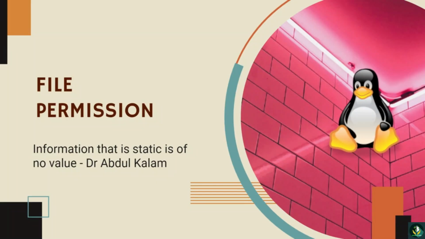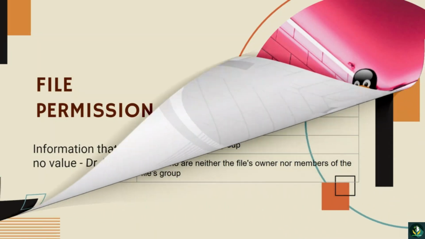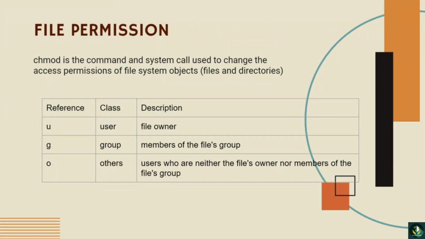Welcome back. In this section we are going to discuss file permissions. chmod is the command and system call used to change the access permission of file system objects, that is, files and directories. Here the file system permissions have been divided into user, group and others. User will be the file owner, group will be the members of the file's group, and others will be the users who are neither the file owner nor a member of the file's group.